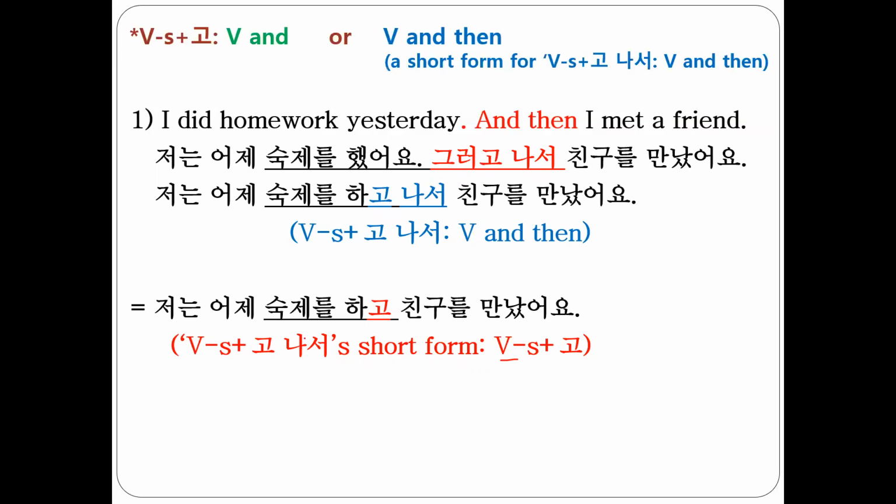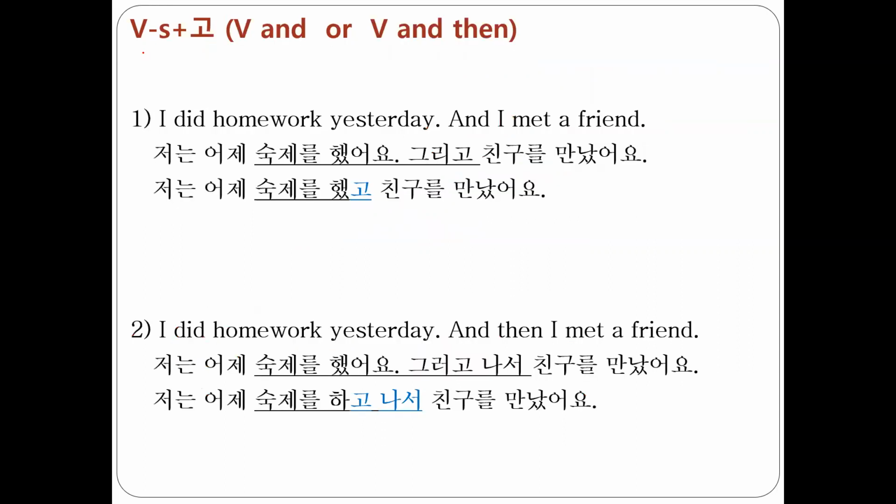So by appearance, if you see verb stem plus 고, not adjective, verb stem plus 고, then that can mean simply one sentence linked by the conjunction word and, or according to context, the sentence is linked by and then, showing a temporal sequence of the actions that occurred. 자, based on when you see verb stem plus 고, based on the context, you will see whether that is just simply the and function or the and then function. I'm going to show you.